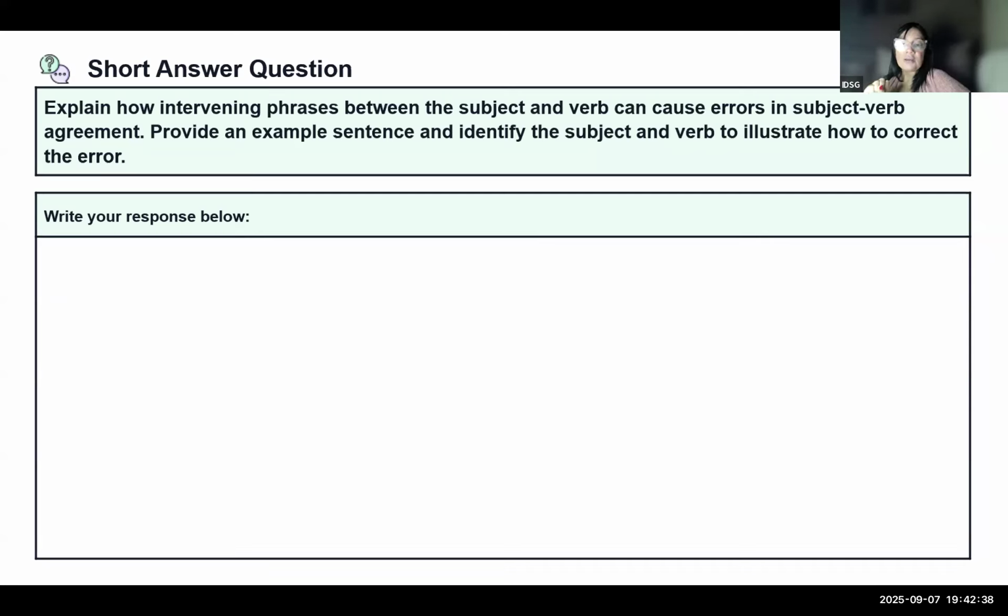You can use at least 6 full sentences, which is a paragraph in our grammatical rules, to explain how intervening phrases between the subject and verb can cause errors in subject-verb agreement. Provide an example sentence and identify the subject and verb to illustrate how to correct the error. As a group, you are going to brainstorm what we've already discussed in our past slides, and then write the group response on the space provided on the worksheet.